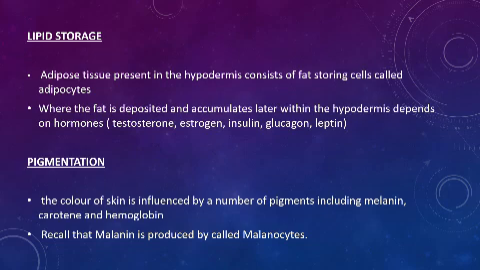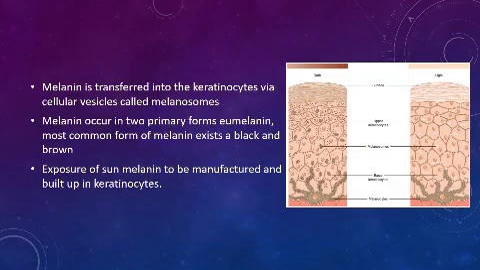and leptin. Coming to pigmentation, the color of skin is influenced by a number of pigments including melanin, keratin and hemoglobin. Recall that melanin is produced by cells called melanocytes. Pigmentation means the color of the skin, which is influenced by a number of pigments including melanin, keratin and hemoglobin. Clear? Then melanin is transferred into the keratinocytes via cellular vesicles called melanosomes.